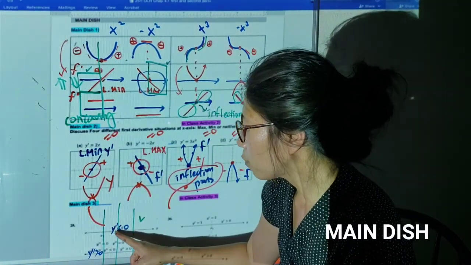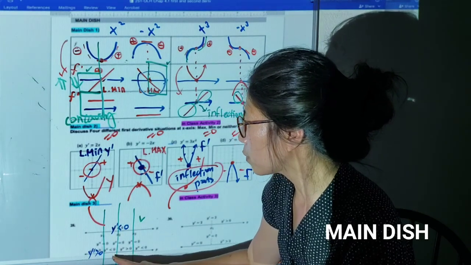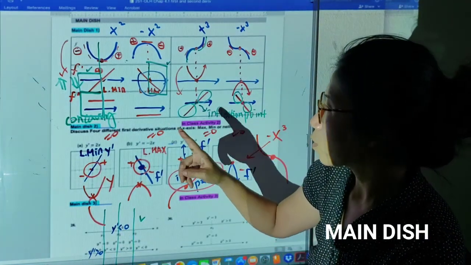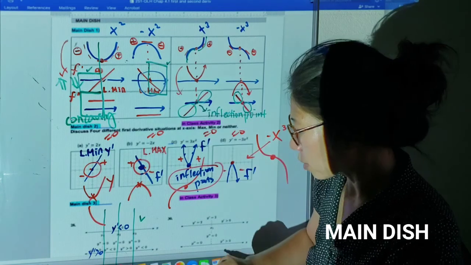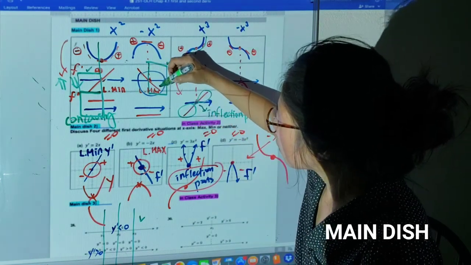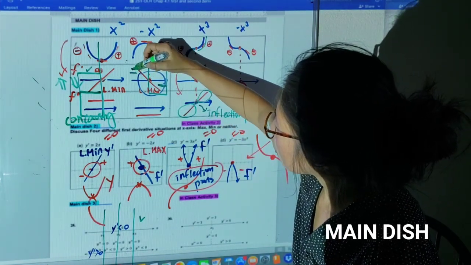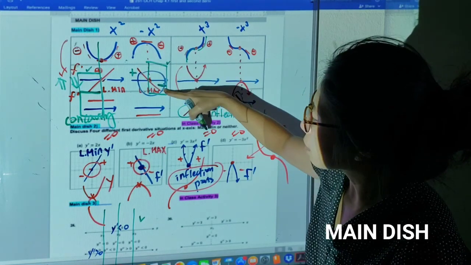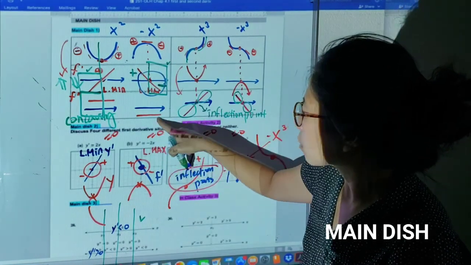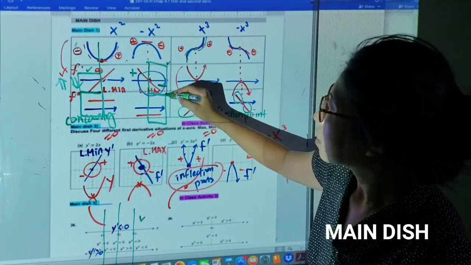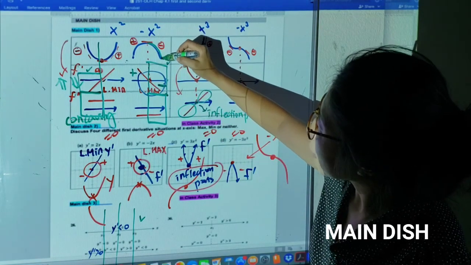Then next, first derivative is negative, second derivative negative. So both have to be negative. So this is a negative. If you don't get it, my first derivative is negative. This one is positive, right, above the x-axis? So negative. And then the second derivative is negative, which will be this case. Then my function will look this way.